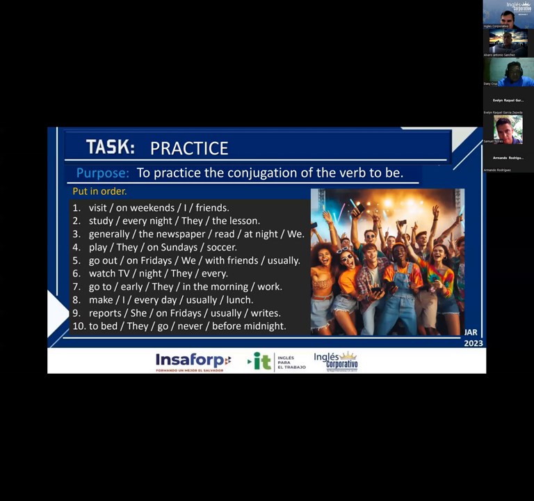Every day. I usually make lunch every day. Number 8 says, I make lunch. No translation. Every day, without translating it. I usually make lunch every day. Continue. Number 9: She usually writes reports on Fridays. Excellent.